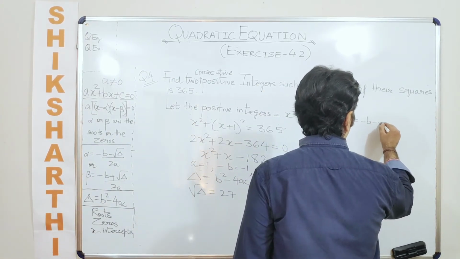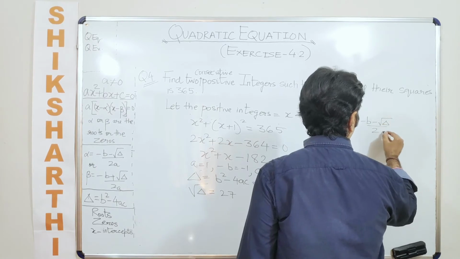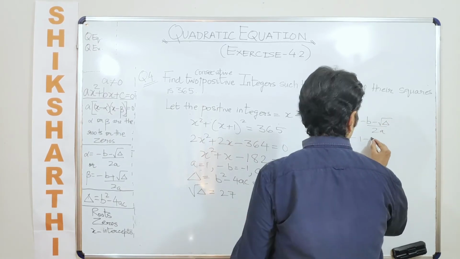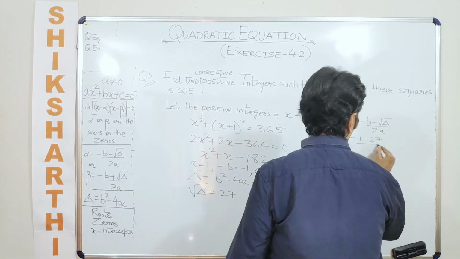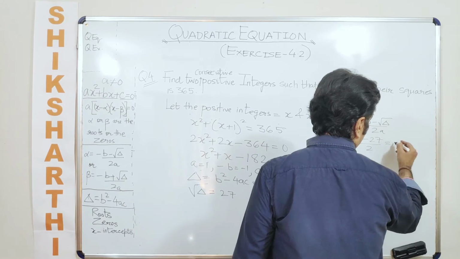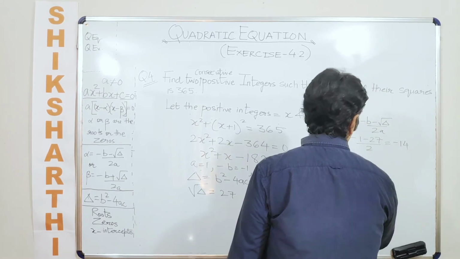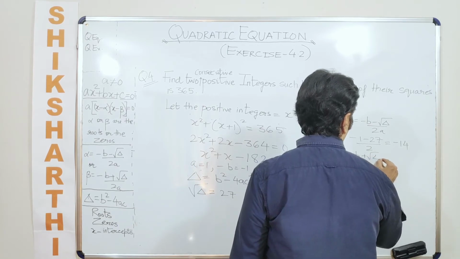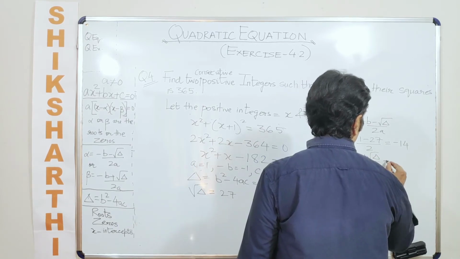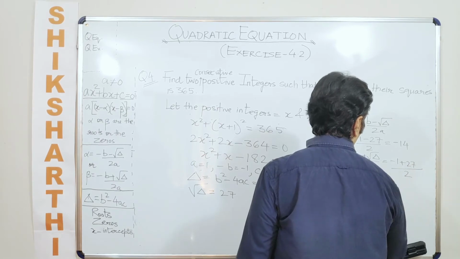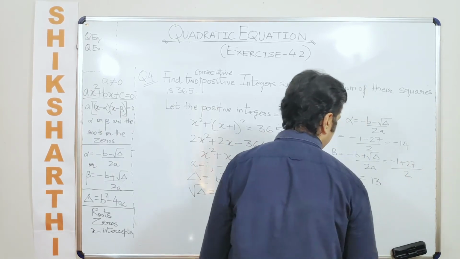One root is minus b minus root delta upon 2a, which is just like saying minus 1 minus 27 divided by 2a, which is 2. So this comes out to be how much? Minus 14. And the other root comes out to be minus b plus root delta upon 2a, which is just like saying minus 1 plus 27 upon 2, which you get as 13.